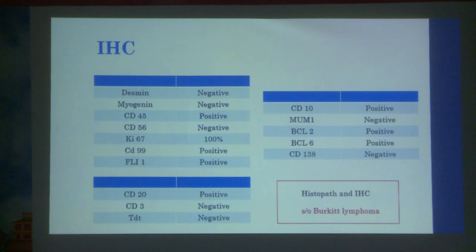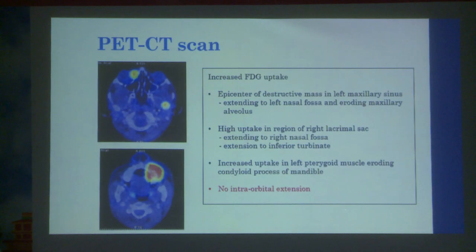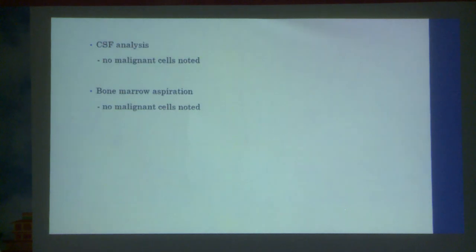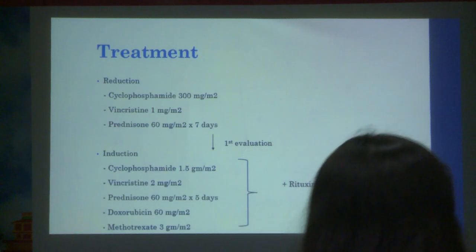Immunohistochemistry showed CD45 positive, CD20 positive, CD3 negative, TDT negative, and also BCL2 and BCL6 were positive, all of which was suggestive of Burkitt lymphoma. The PET CT scan showed increased uptake at the left maxillary sinus area, at the right lacrimal sac area, and also at the left pterygoid muscle. However, no intraorbital extension. CSF analysis and bone marrow aspiration showed no evidence of malignant cells.